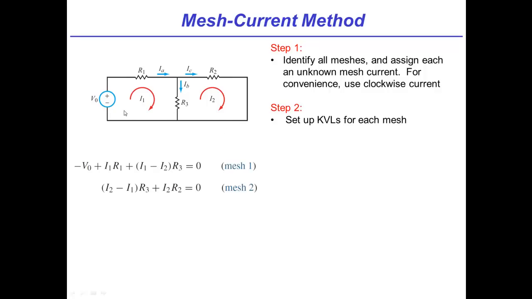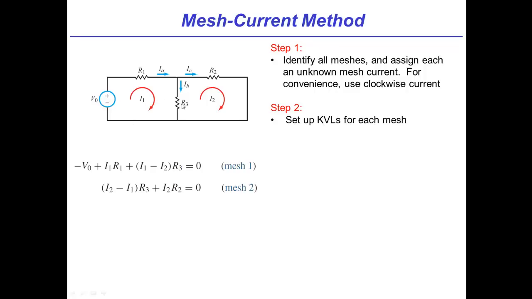So we're pretty good at KVL now. So looking at mesh 1, I'm going to start down here at the bottom left on the negative terminal of the independent source, and I write minus V0 plus I1, don't worry about this IA here for the moment, I1, this is my mesh current, times R1. Notice that, and this is where students get tripped up, the current is going from left to right, it's going clockwise, so for the purposes of this resistor, it's going from left to right, so I1 times R1.